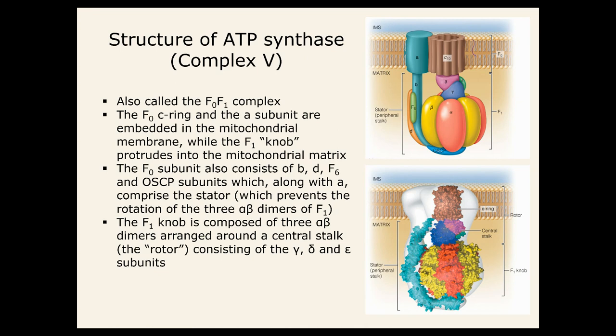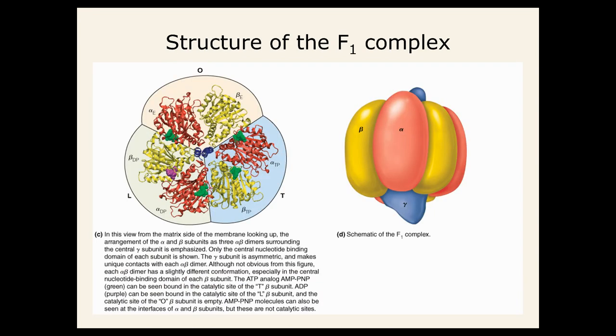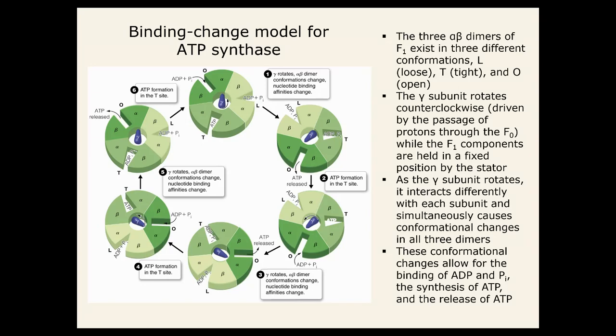subunits of it. Okay, so let's take a look. Next one. There's the F1 complex, kind of looks like a doorknob, right? Complex that rotates. This is optional, if you want more detail about that motion. Essentially, what happens is that the F1, the knob part, has three different conformations. L, which is loose, T tight, O is open, and then there's a rotation.